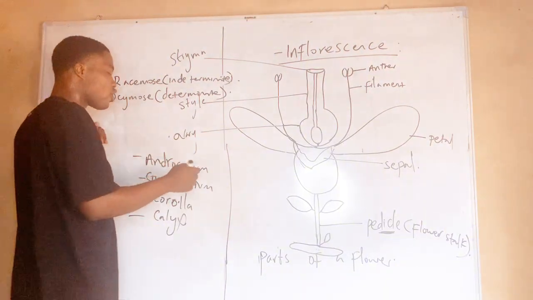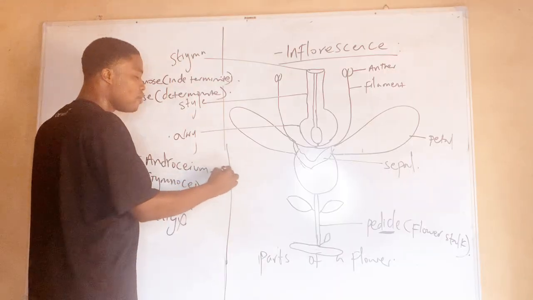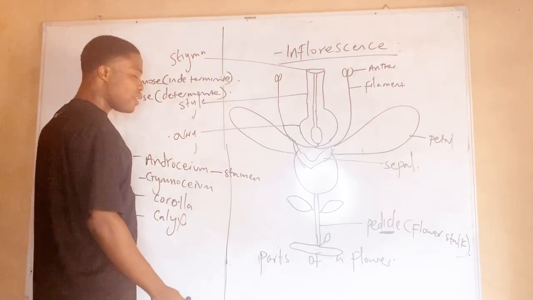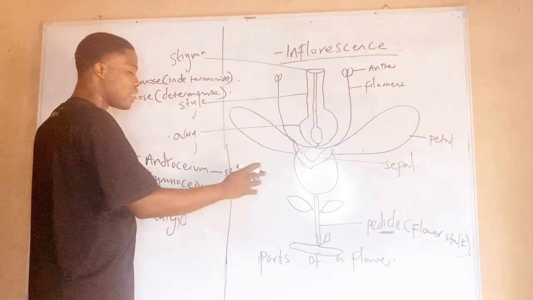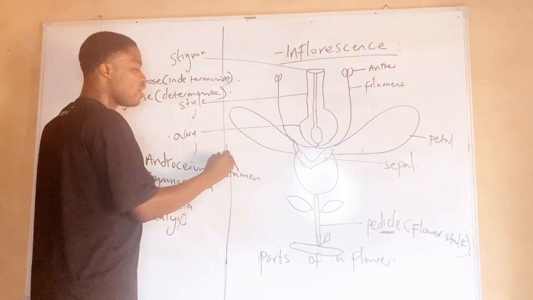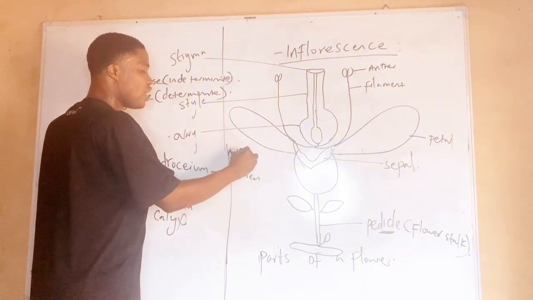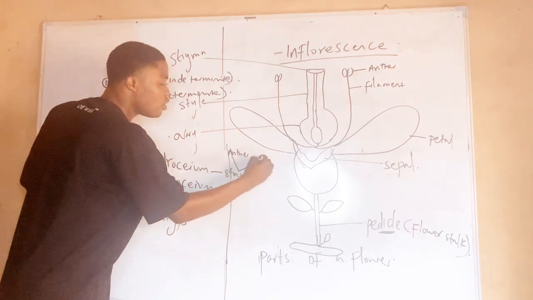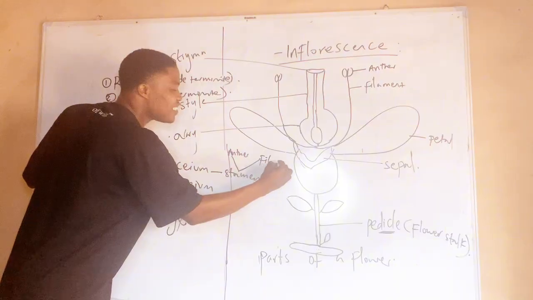The main part of the flower is called the androecium. The androecium is a group of stamens. Okay, what does a stamen contain? The stamen is like the main part of the flower. Now the stamen usually contains, please take note of this, the anther, which is called the microsporangia, and the filament. So what's an anther?